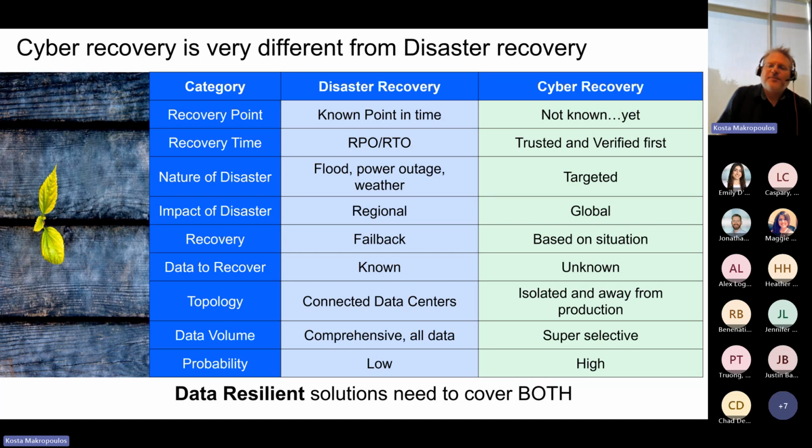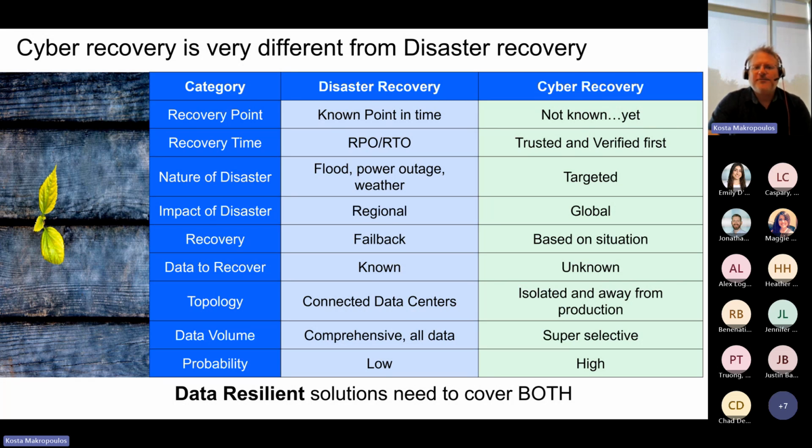Now, if we look at a cyber recovery, it's, to be honest, the complete opposite. You don't know how long the bad guys have been in the environment. You don't know how far spread the data corruption or encryption or data losses has gone. We don't know when it happened. We don't know what we have to recover. We don't know what version to recover.